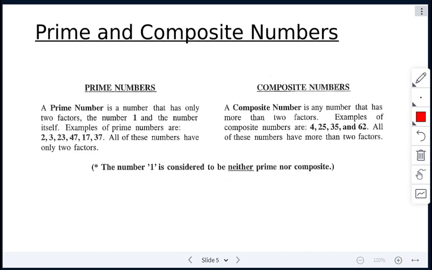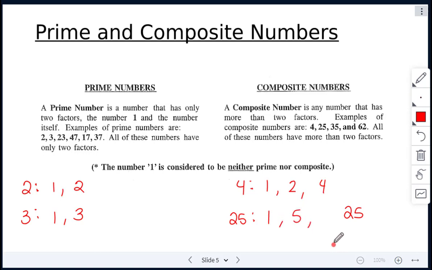All right, so if we were listing out the factors of 2, it's just 1 and 2. So therefore, it's a prime number. Same thing with the number 3. The only two factors of 3 are 1 and 3. If we were looking at the factors of 4, we have 1, we have 4, but we also have 2. 1 times 4 gives us 4, and 2 times 2 gives us 4. So 4 would be a composite number. Another example is 25. So 1 and 25, but then 5 times 5 are the other two factors of 25.